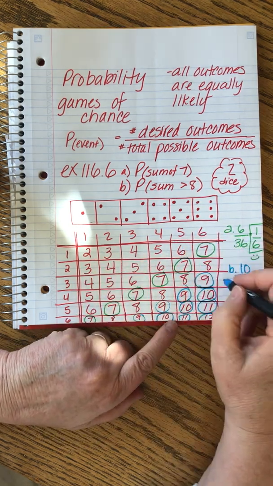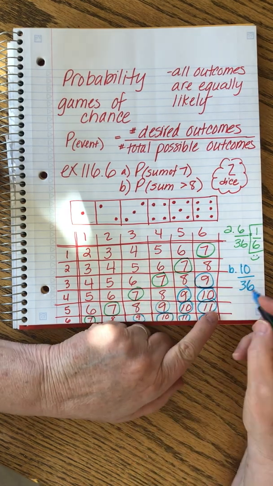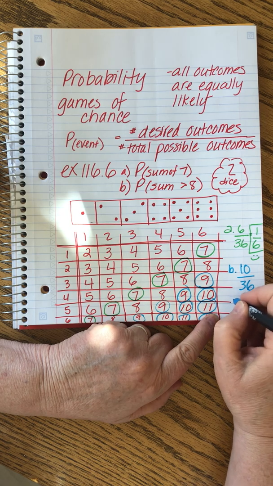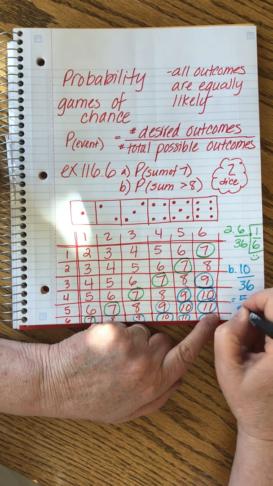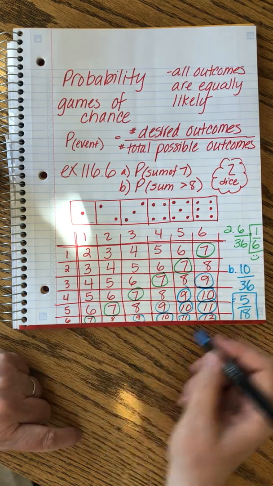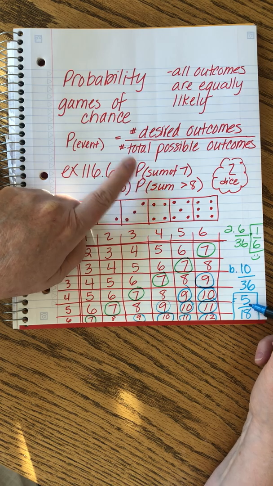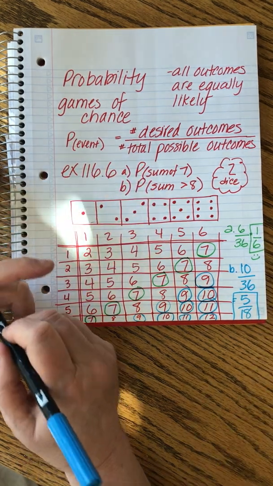Out of 36, again, 36 possible moves. And this will reduce to 5 over 18. Okay, so the answer to this probability is 5 out of 18. This one is 1 out of 6.